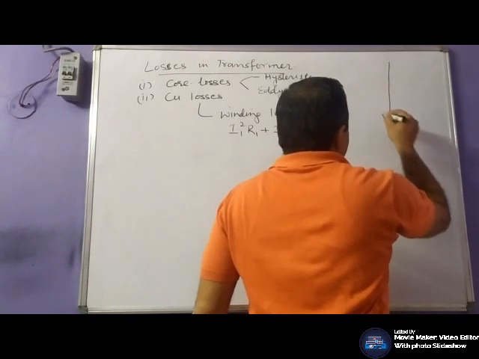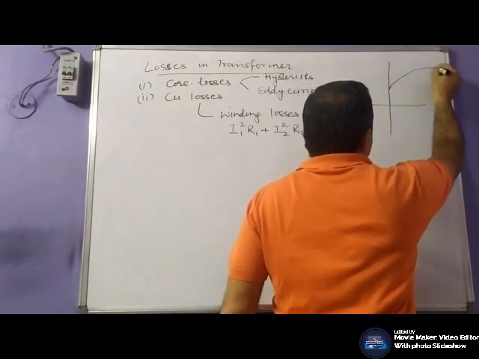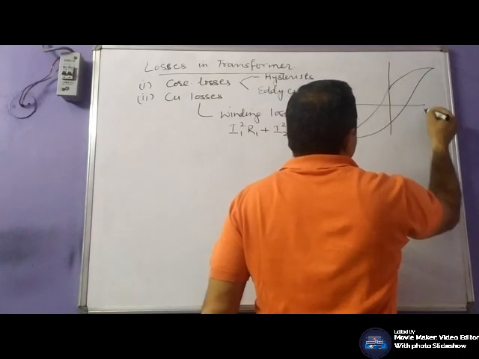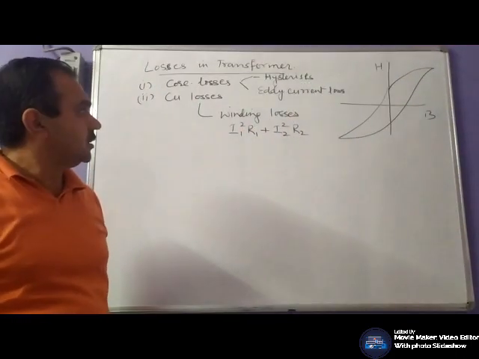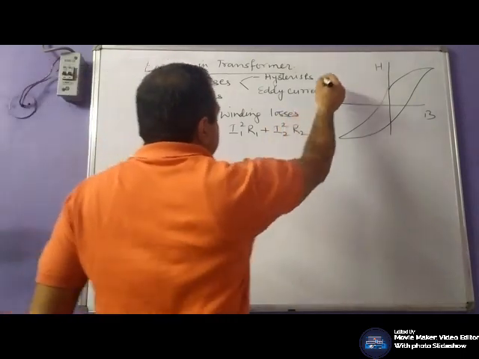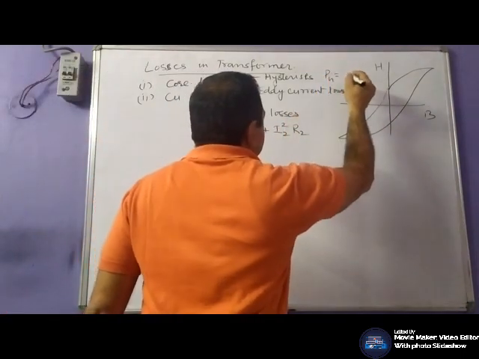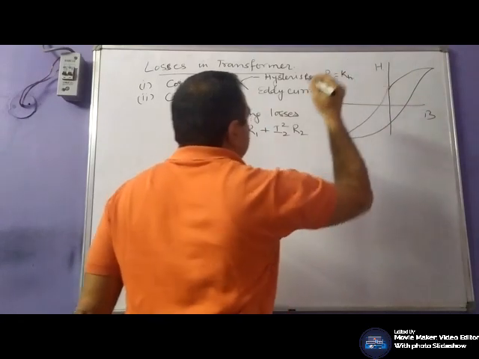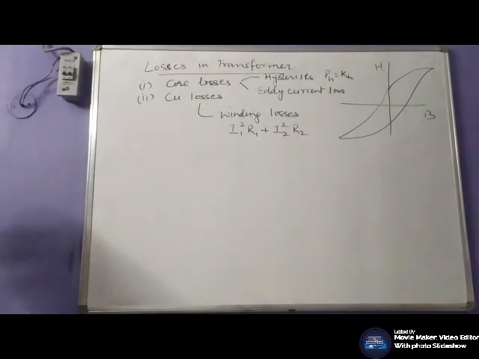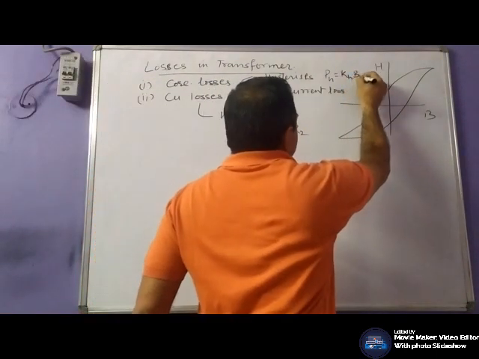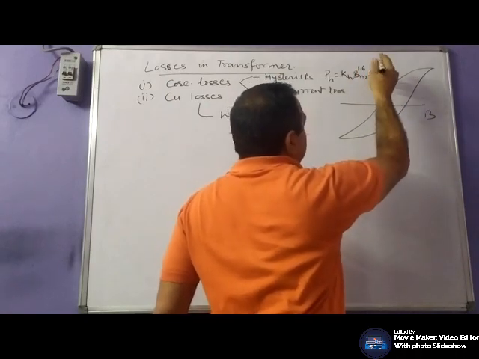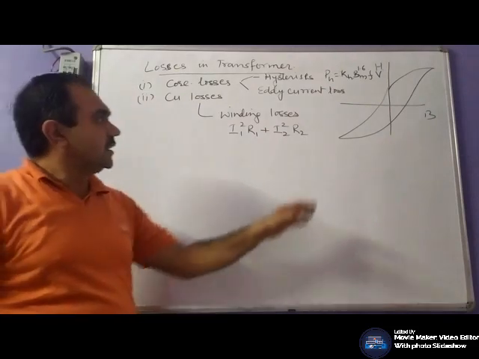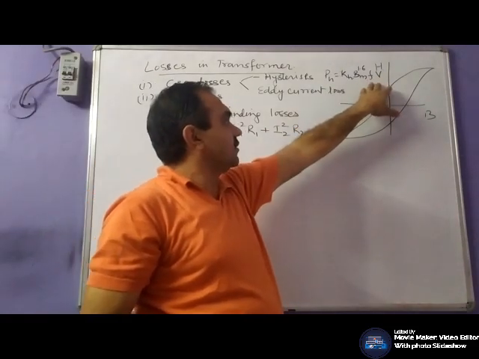This means we should select a magnetic material having minimum hysteresis loop area. The hysteresis loss Ph may be represented by a certain hysteresis constant Kh, maximum flux density Bm to the power 1.6, frequency f, and V is the volume of the iron core.